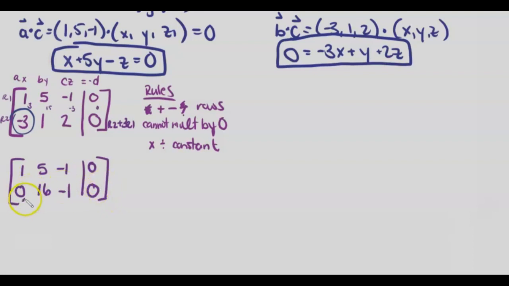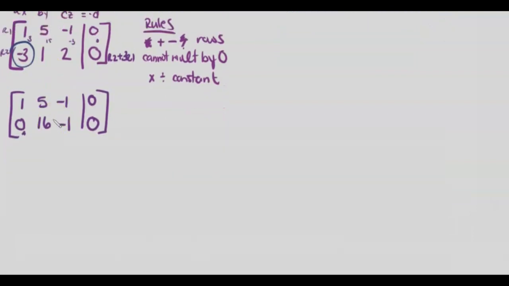Okay, so because we've achieved this 0 in the bottom left-hand corner, what we can do is rewrite these two as actual equations. So the first equation is going to be just as it is, because we didn't change that. It's going to be x plus 5y minus z equals 0. And the second equation is going to be our 16y minus z equals 0.